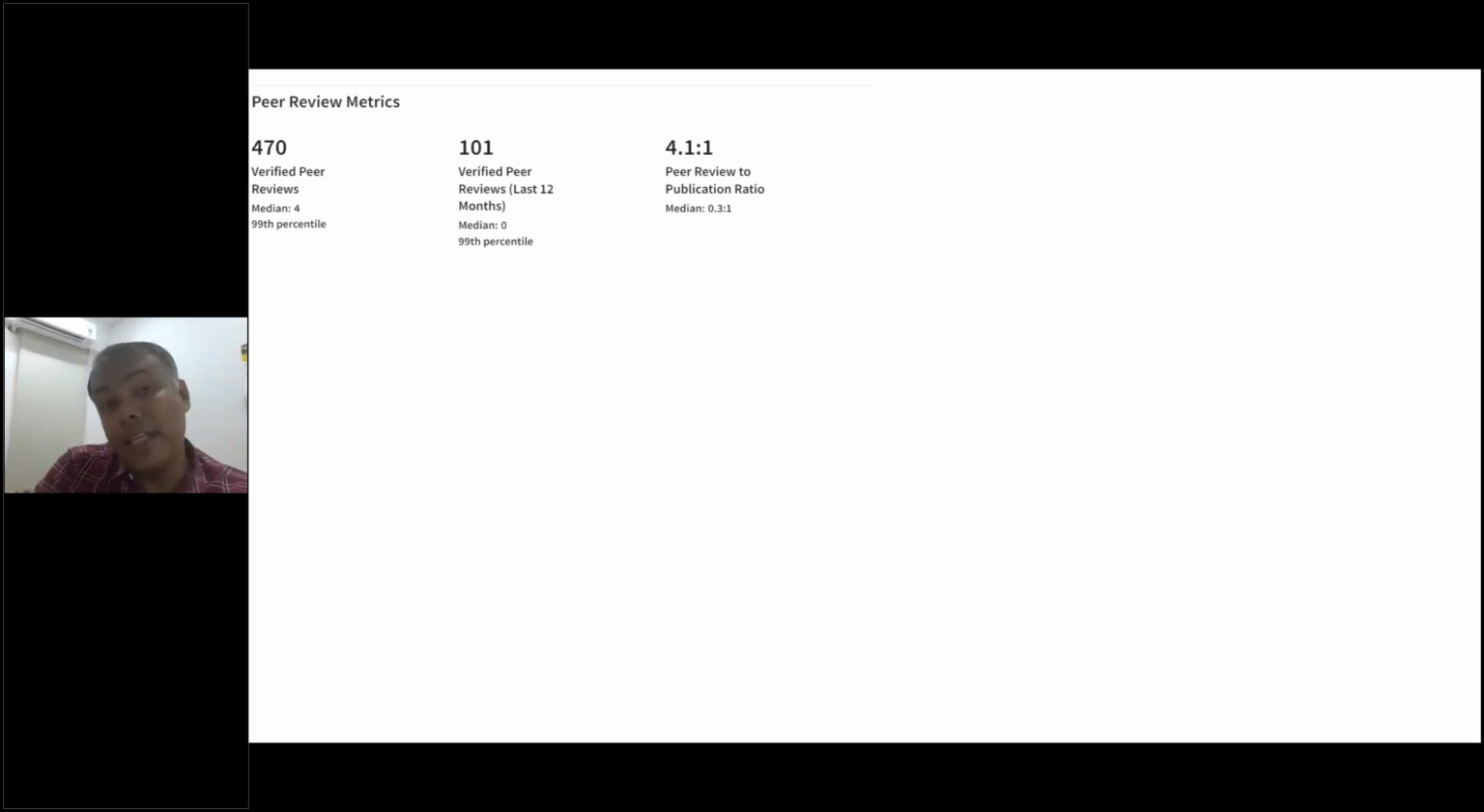This is a very important number to show, and you can't fudge it. If you have submitted a review and accepted adding it to your profile, it will be added to your profile. Look at the median: it is 0.3 to 1. So on a median scale, people only review one third of the papers that they publish. For me, it is very important that I review more papers than I publish, because it helps me build my profile.